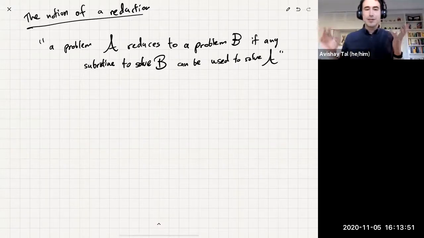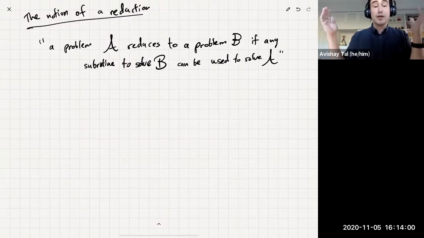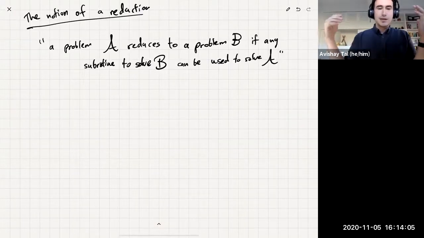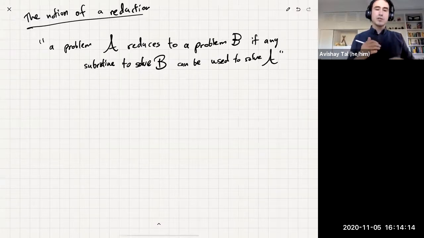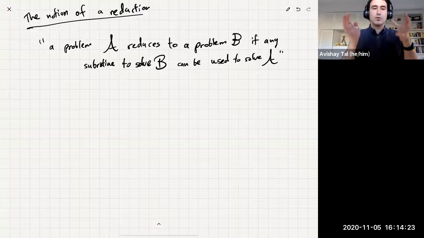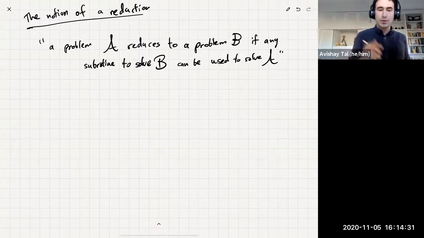If you are thinking of it as programming, think of it as follows. What is a reduction? It tells us, let's say that you have some function that can solve problem B, and then you want to solve problem A. So what you're going to do is some kind of pre-processing, and then you're going to call the subroutine that solves problem B on some input, and then you're going to look at the answer and maybe do some post-processing, and then use that to get the solution for problem A. So you don't even need to look inside B, what algorithm you use to solve problem B. You can just use it as some kind of black box and call this black box.